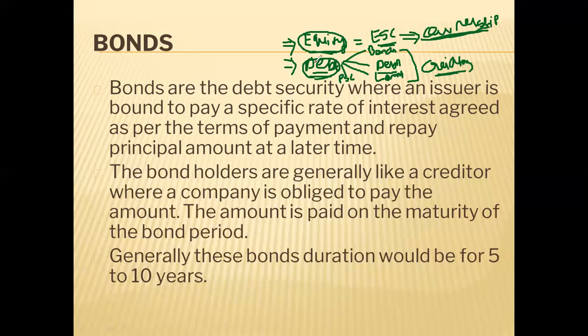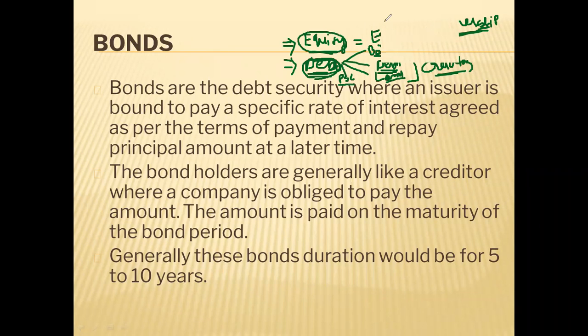Now, another form of raising finance for companies is through issuing debt securities. And what are debt securities? Basically bonds and debentures. These are traded in markets. Then you have the loan which is taken by the company from the bank. Then preference capital is nowadays classified as a debt instrument.